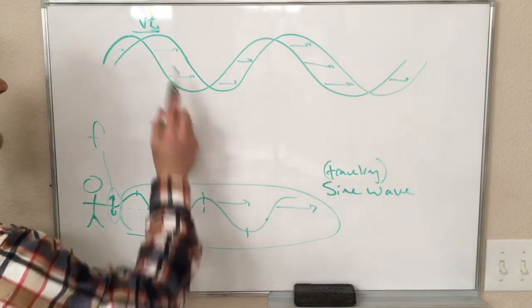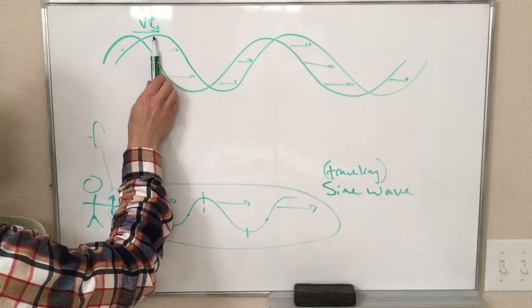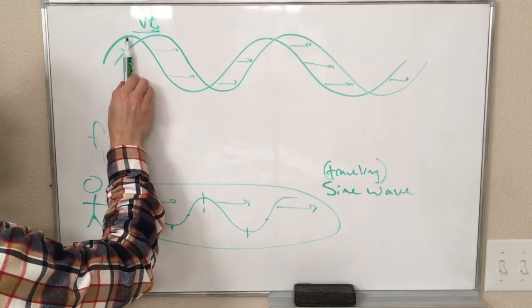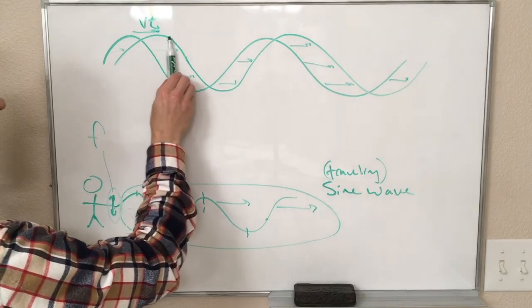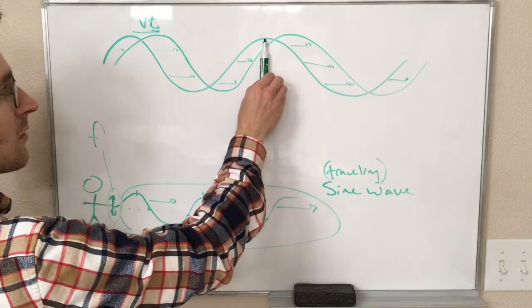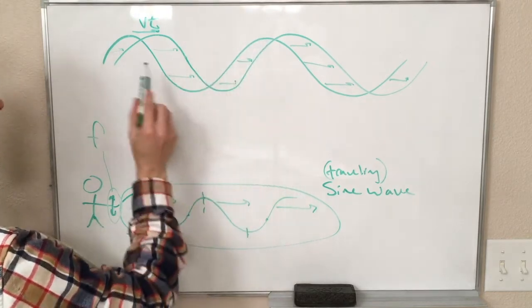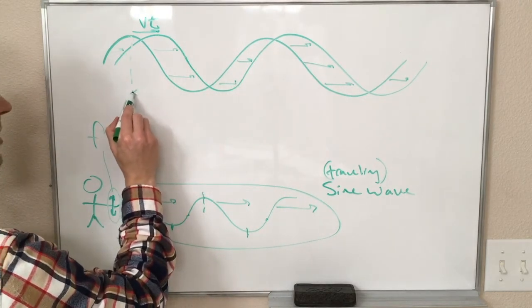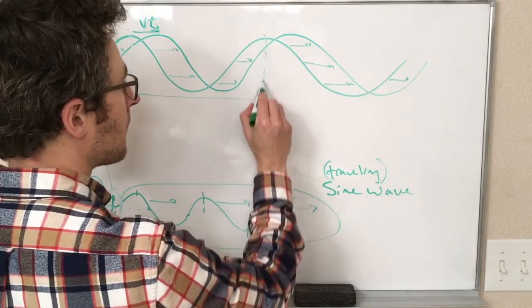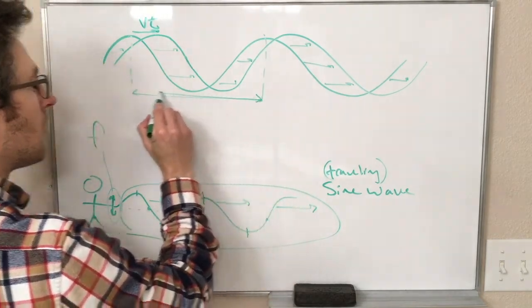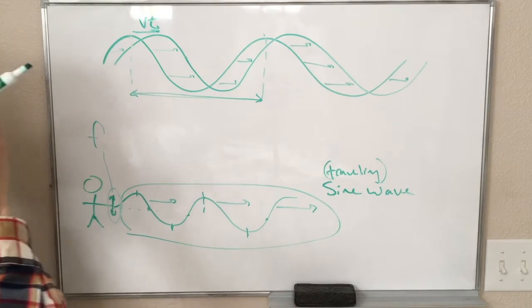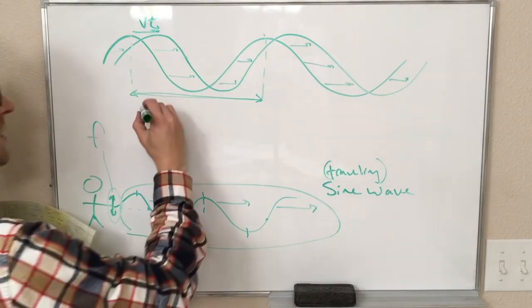Okay, if we wait long enough, eventually this peak, which started here, is going to go from here to here, all the way forward to this next one. So after some certain amount of time, this wave will have traveled the distance between two of its peaks.